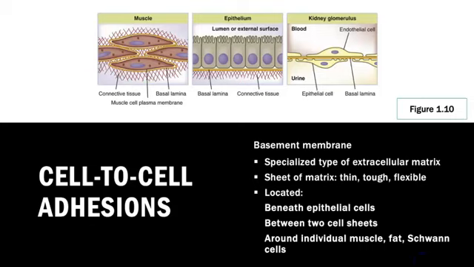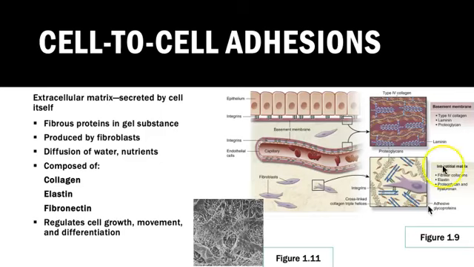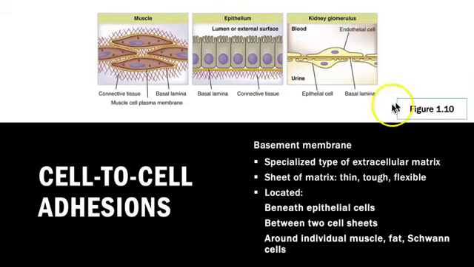What about the basement membrane? We saw that in this image over here, and a closer look at that basement membrane, which has a specific type of collagen in there, a type 4 collagen. There are many different types, but the most well-known are 1, 2, 3, and 4. And so our basement membrane is more of a specialized type of extracellular matrix, and it creates these sheets in which we can attach cells to. They could be thin, tough, or flexible.